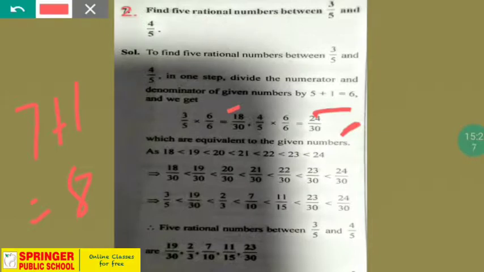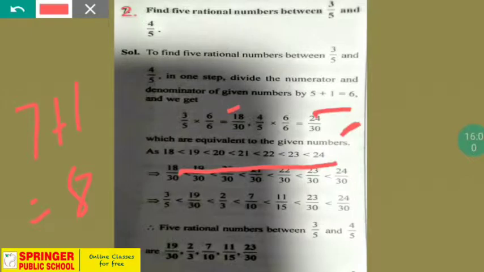So you have to find 5 numbers between 18 and 24, and those numbers are 19, 20, 21, 22, 23 and 24. So students, the fractions in between 18 by 30, that is 3 by 5, and 24 by 30, that is 4 by 5, are 19 upon 30, then 20 upon 30, 21 upon 30, 22 upon 30 and 23 upon 30. You can also reduce them to their lowest terms.